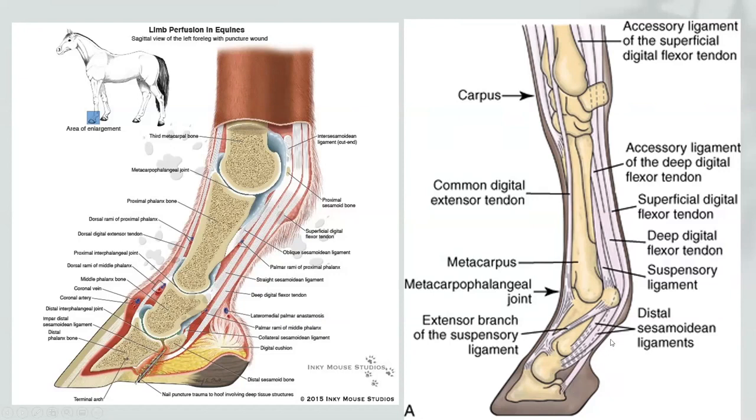But we're going to focus on the big ones. All right. So this first one that we talked about was that suspensory ligament. So that runs down the back side of the cannon bone, attaching the carpus or the tarsus to the proximal sesamoids, and then extending down towards P2. They're all going to kind of join together because in the end, they all work together for locomotion.